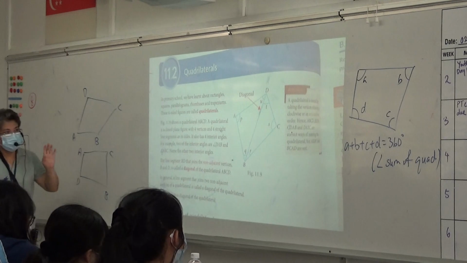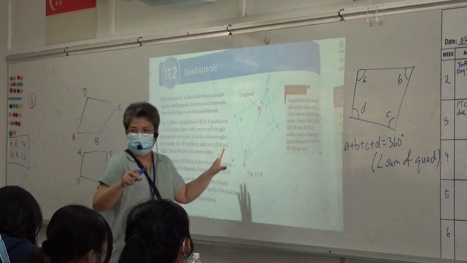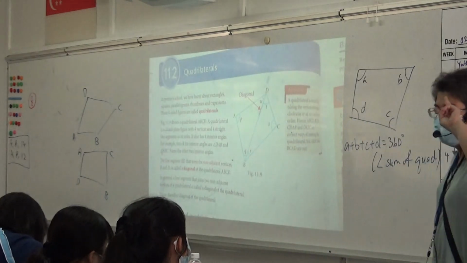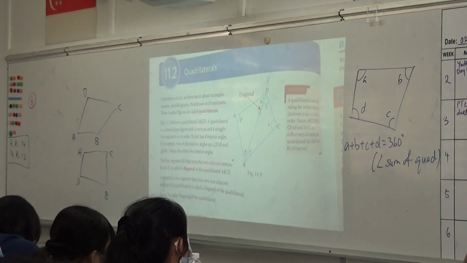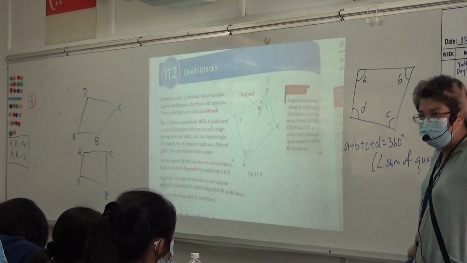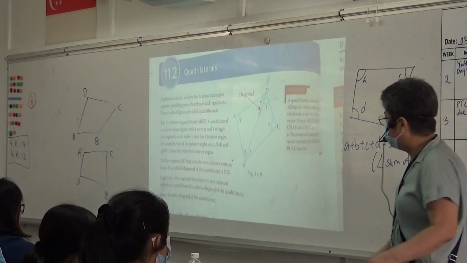Okay. Now, in this particular chapter, this particular section of quadrilaterals, there are only two properties that you need to write down if you use it as a reason. That is this one. Angle sum of quad. There's another one I'm going to tell you later. Okay? Alright.